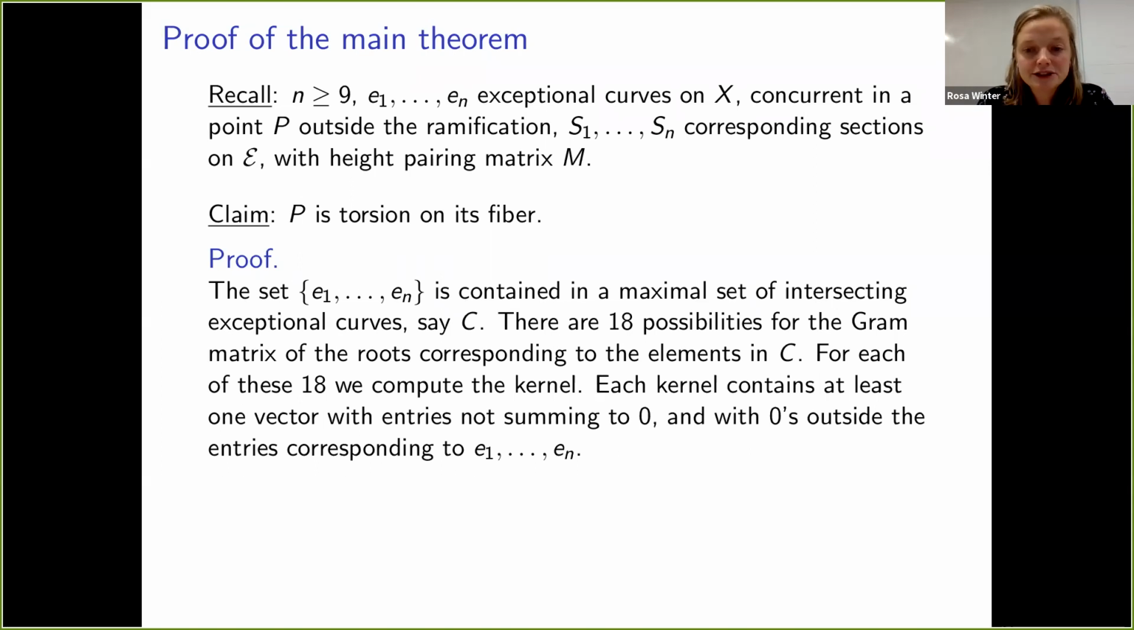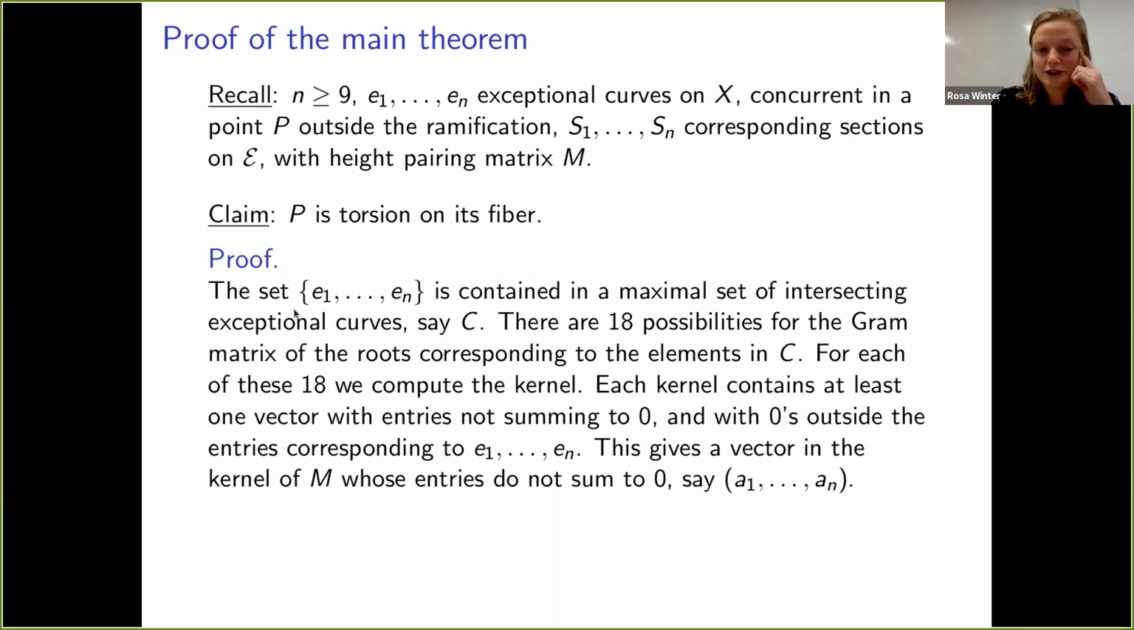And then we find that each kernel contains at least one vector whose entries do not sum to 0, which is what we want, but also with zeros outside the entries corresponding to E1 to En. So a priori, this set C is bigger than this set E1 to En. So the kernel has a vector of longer length, but no matter what the E1 to En are, what these indices are, we always find a vector that is 0 outside those indices. And that gives you then a vector in the kernel of M, so really the height pairing matrix of these n exceptional curves, and those entries do not sum to 0.